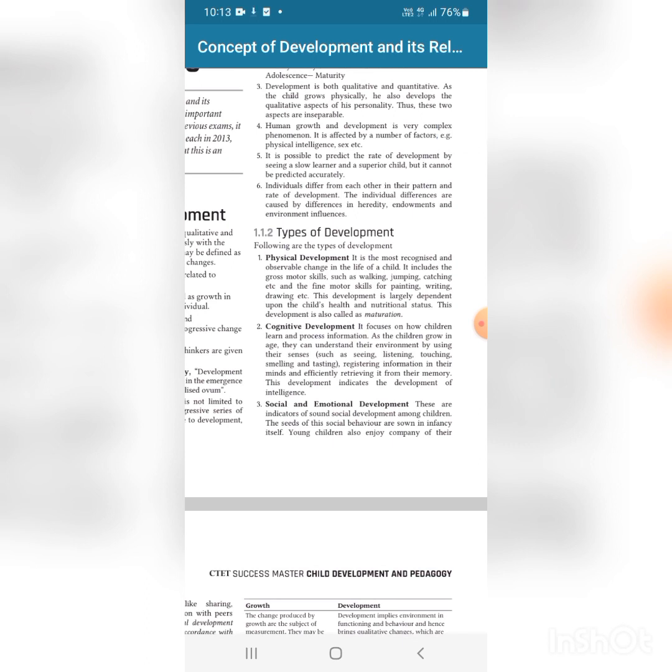So physical development is the most recognizable and observable change in the life of a child. All the gross motor skills. Gross motor skills means the kind of skills which we do through the participation of all our body parts, which means active participation of our body, such as walking, jumping, catching, and fine motor skills like painting, writing, and drawing. This development is largely dependent upon the child's health and nutritional status. This development is also called maturation.